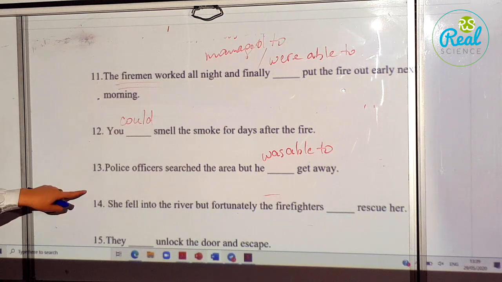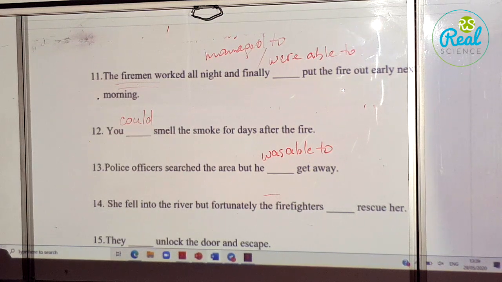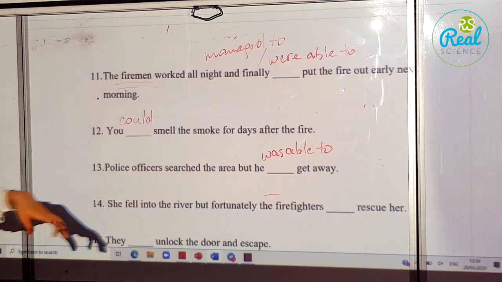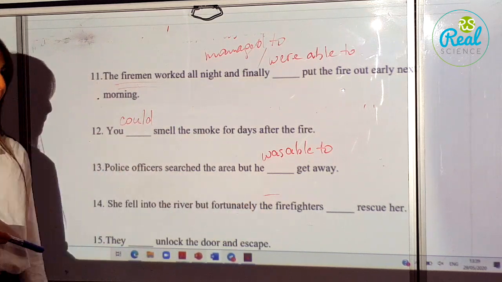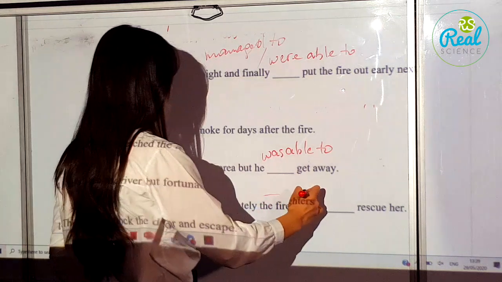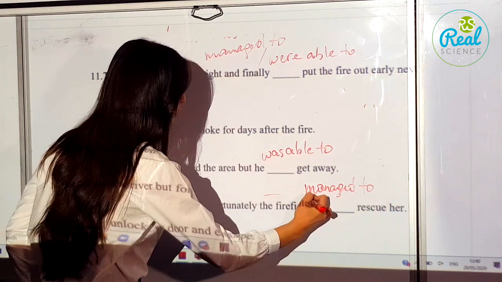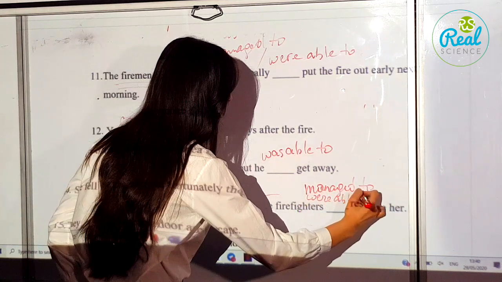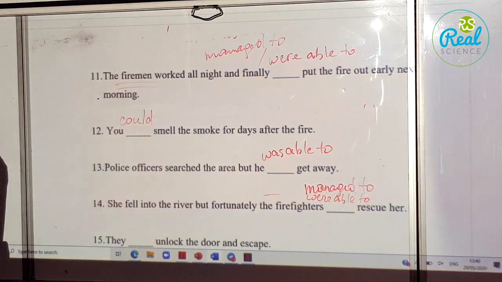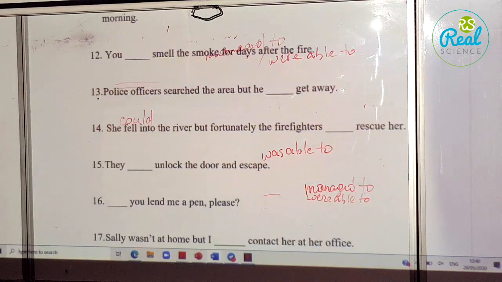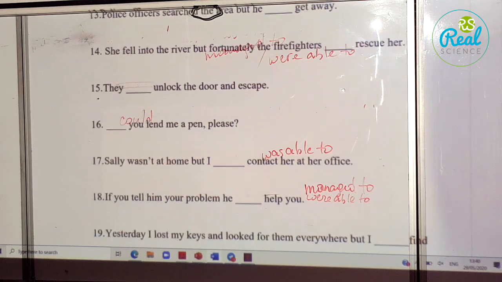Muhammad Ishchanov, can you read? "She fell into the river, but fortunately, the firefighters and rescue managed to..." Managed to, or were able to. Yes, both of you are correct. Managed to is also possible, and were able to is also possible, but not could. Because this is a specific situation. Okay, nice.